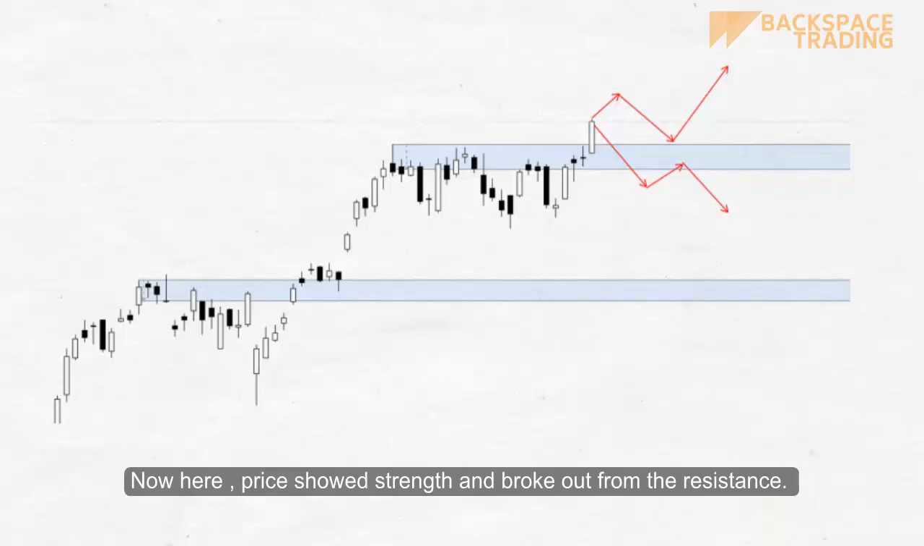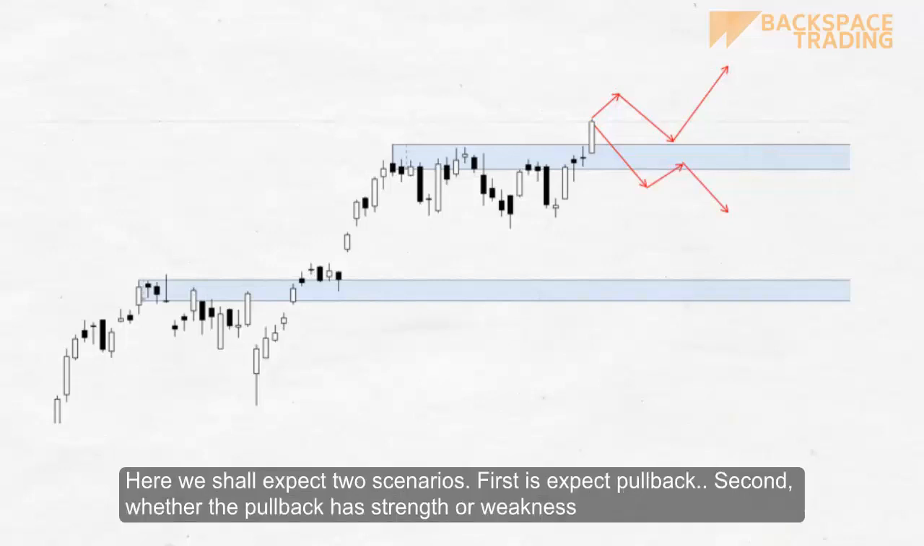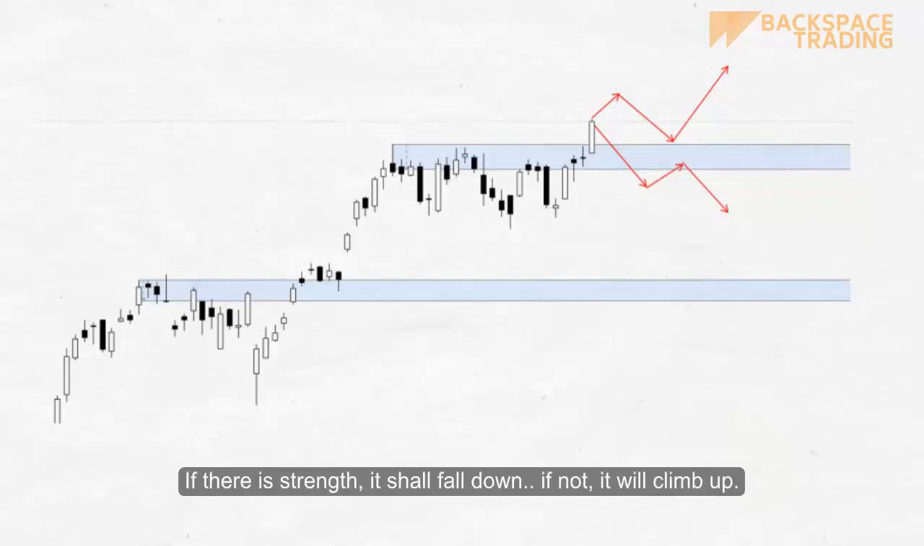Here price showed strength and broke out from the resistance. Okay, here we shall expect two scenarios. First, expect a pullback. Second, whether the pullback has strength or weakness. If there is strength, it shall fall down. If not, it will climb up.